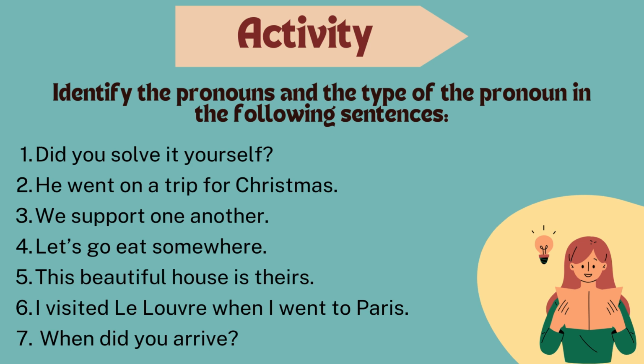It is obvious that we have two pronouns in this sentence. They are you and yourself, correct? What's the type of each pronoun? You is a personal pronoun, and yourself is a reflexive pronoun because it refers to the subject, you.